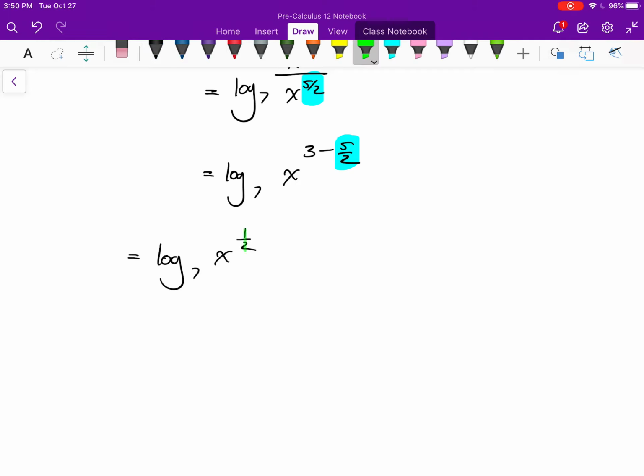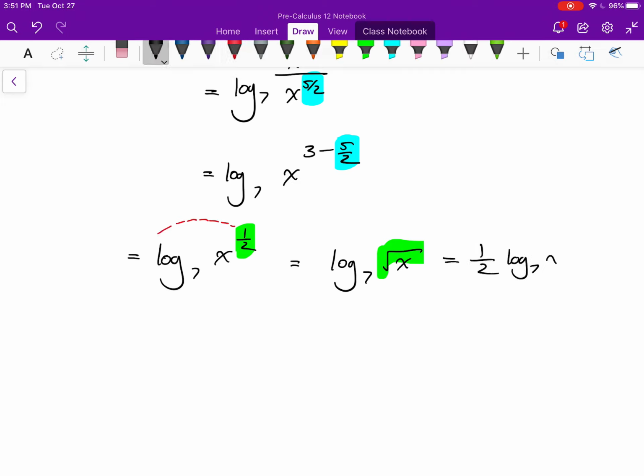Great answer. That said, a power of 1/2, what does that mean? A power of 1/2 means a square root. So this is also the same as log base 7 of root x. And neither of these is better than the other. So that's why I'm writing both down. This power of 1/2 right here, I can imagine as a coefficient. So this is also the same as 1/2 times the log base 7 of x.